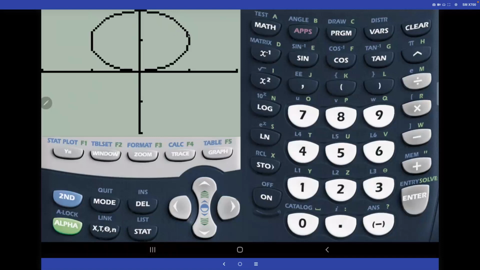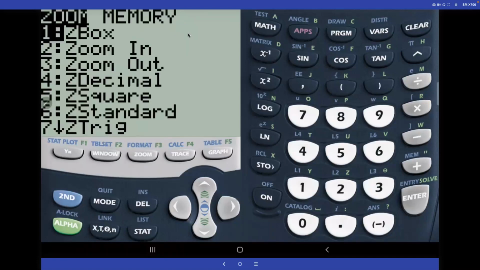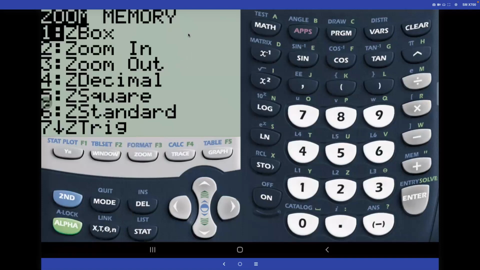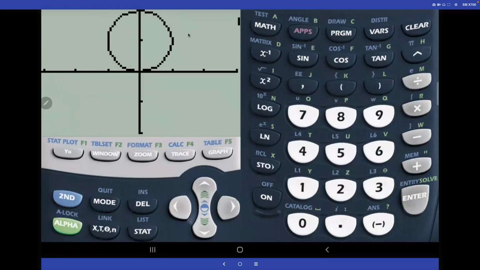I don't know if you guys know this. If I go to zoom, look at choice 5. It says square. If you look right now, 1 unit on the x-axis is much longer than 1 unit on the y-axis, so it's going to stretch pictures out like this. But if you do zoom square, it will fix the scale so that the scale is the same on the x and the y. It actually is a circle.